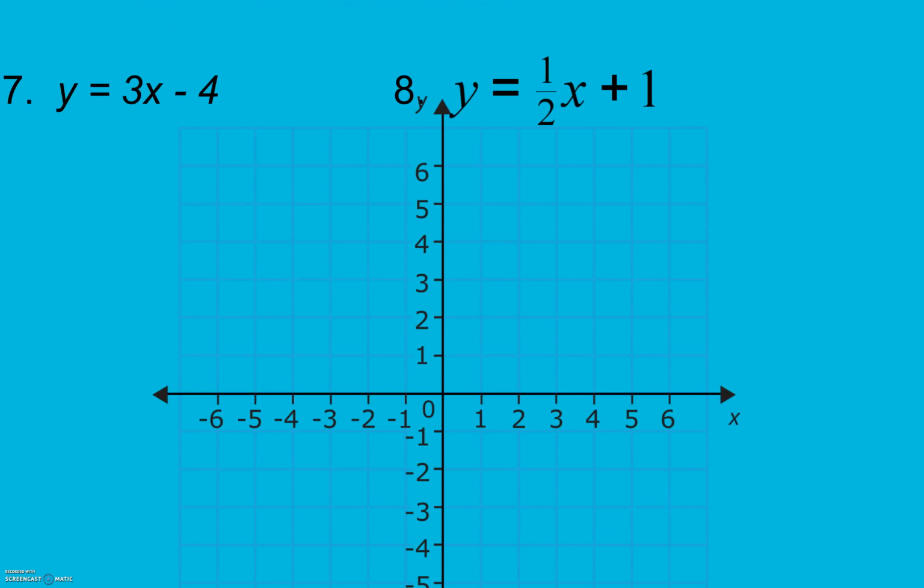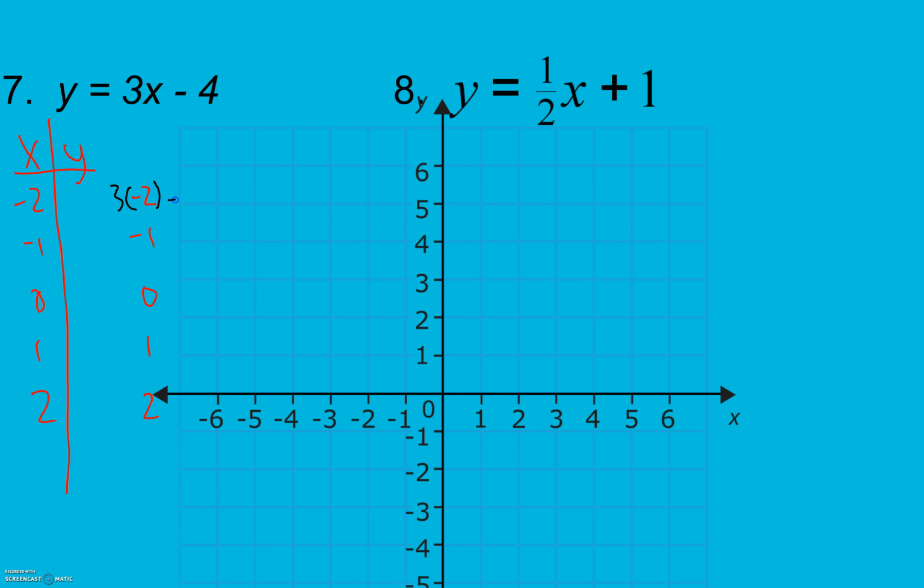Let's try number 7. And again, feel free to pause and give any of these a try first if you'd like. We're going to use the table of values, so I'm going to pick x values here. Again, it doesn't matter what we use, but I'm going to use -2, -1, 0, 1, and 2. I'm going to take those x values and plug them into my equation. So I start off with my x's and I build my equation around it.